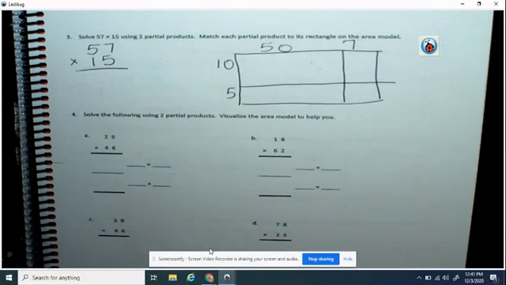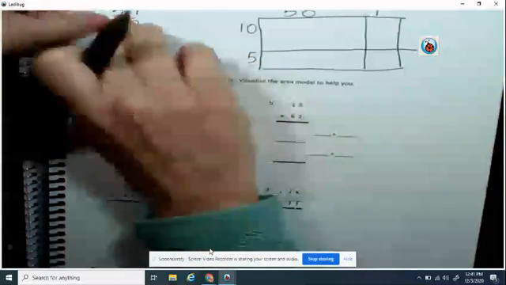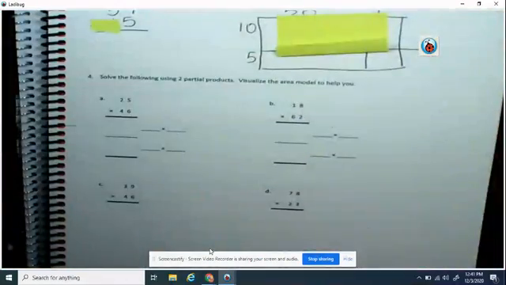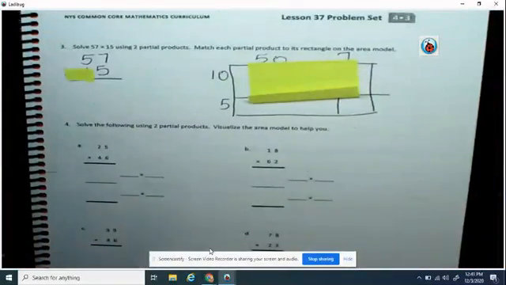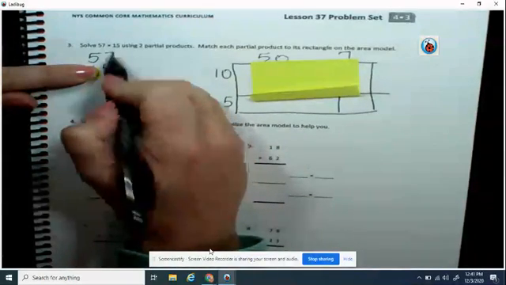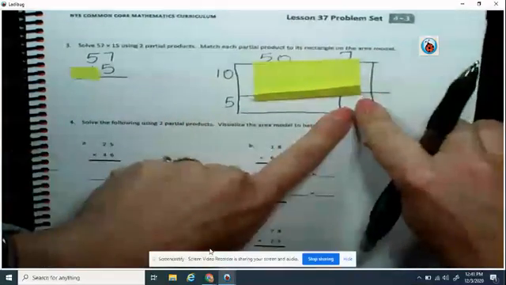And here we go. So the first thing I need are my little Post-its, because we are going to focus on the ones place. All right. So we're not going to worry about the tens right now. We're going to worry about the ones only. Okay, so if I put my finger here and I only worry about the ones, I'm going to start with 5 times 7. So that over here would be this. 5 times 7 is going to be this box here.